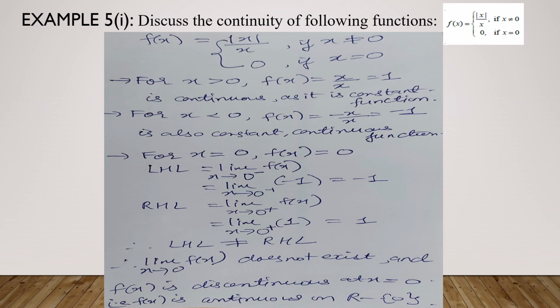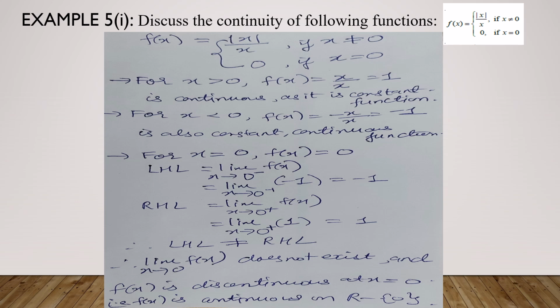Now at x equal to 0, the value of the function is given to us as 0. Let us find the left hand and right hand limits. Limit x tends to 0 minus f(x). In this case, which definition will you apply? It will be equal to minus 1 because x tends to 0 from the left side, means x is less than 0. So in this case, the left hand limit is minus 1. Similarly, limit x tends to 0 plus of f(x). In this case, the function is 1. Correct? Both right hand and left hand limits are not equal. So limit x tends to 0 f(x) does not exist. That means your f(x) is discontinuous at x equal to 0.